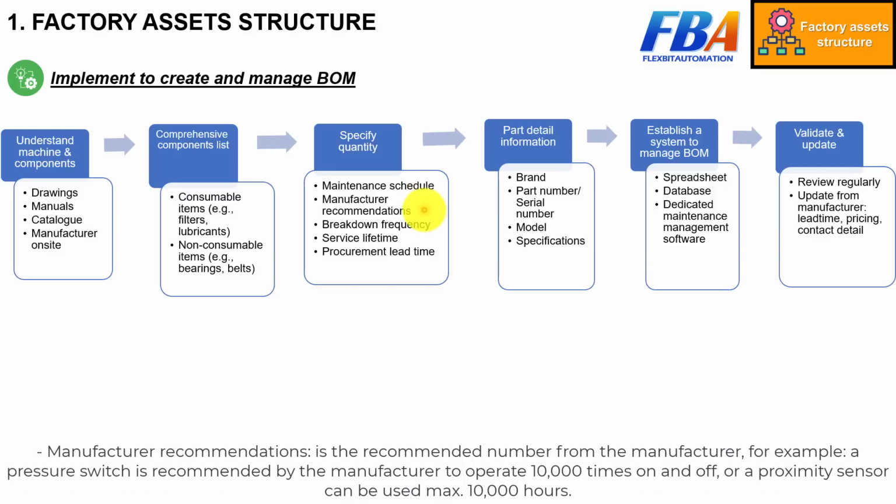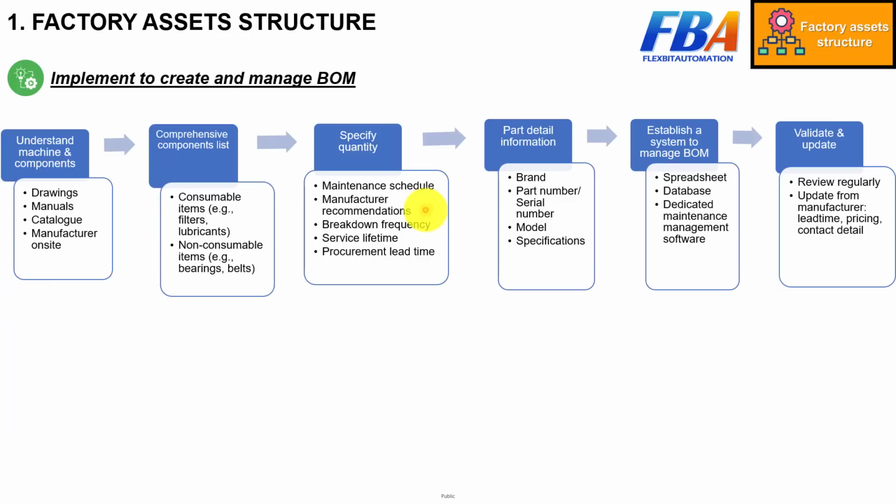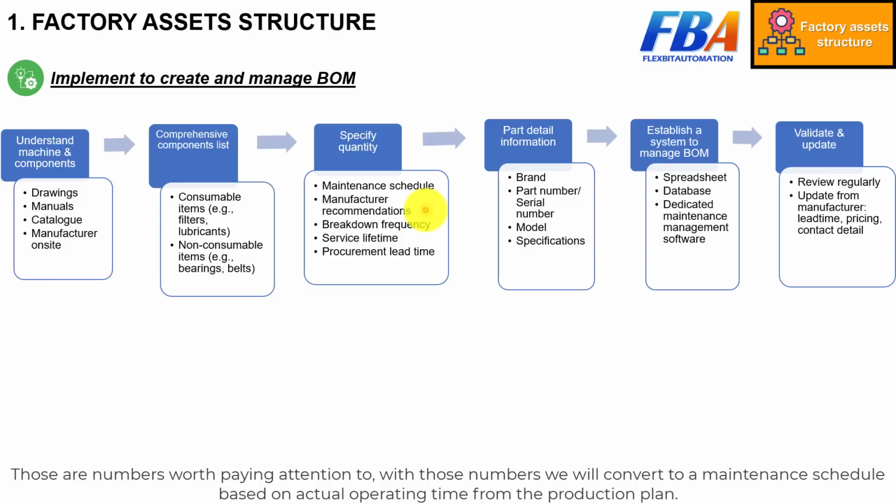And the next one is the manufacturer recommendations. In the numbers recommended by the manufacturer, for example, a pressure switch is recommended to operate 10,000 times on and off, or for a proximity sensor, we can use it for a maximum of 10,000 hours. Pay attention to those numbers. With those numbers, we will convert them into a maintenance schedule based on the actual operating time from the production plant.